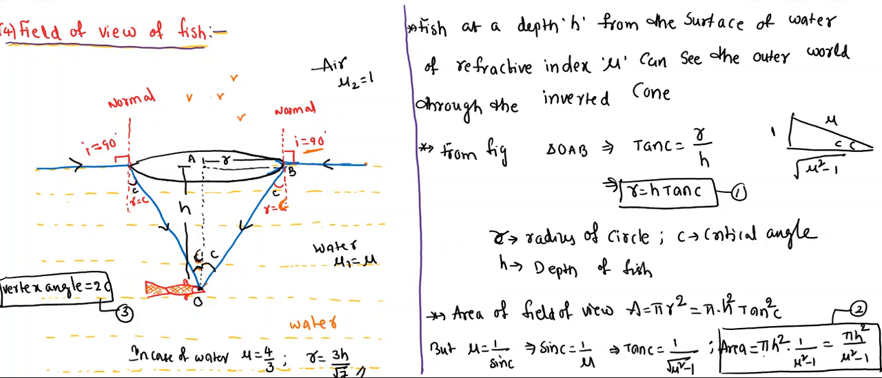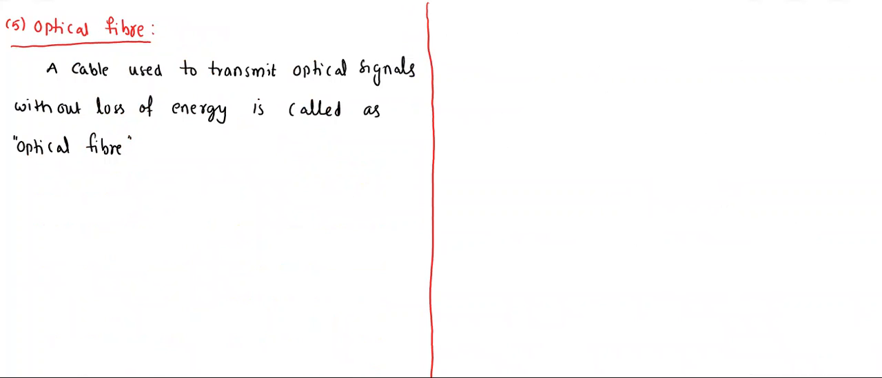I am going to rub this. And next, one more application I am going to explain. This is very important for the board exam. This is very important for the 3 marks, and that is optical fiber. It is also an application of total internal reflection. It is the last application, and it is very important. And this I am going to explain now.